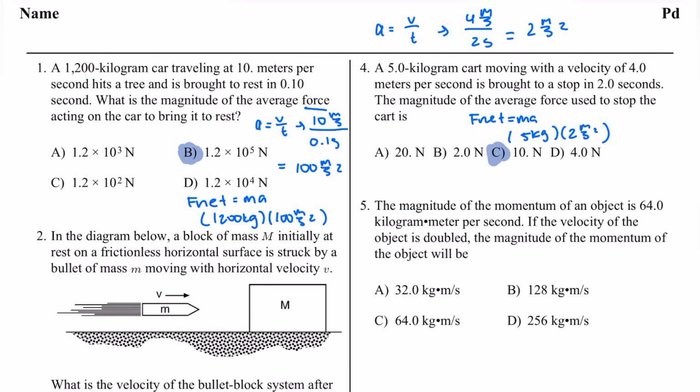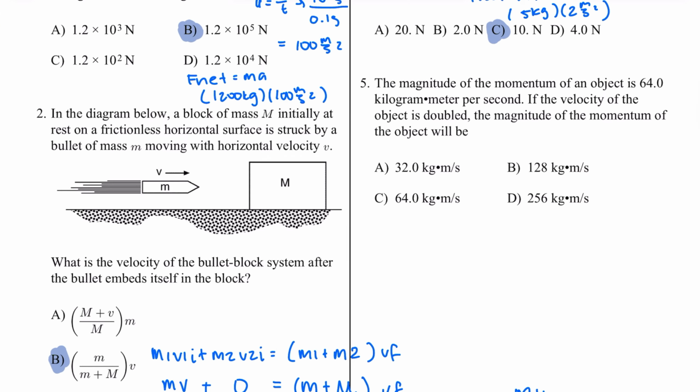Choice C. Number 5. The magnitude of the momentum of an object is 64 kilograms times meters per second. If the velocity of this object is doubled, the magnitude of the momentum of the object will be what? So the formula for momentum is p equals mv. So if we double velocity, momentum has to double as well because it's proportional. So our answer is going to be 128 kilograms times meters per second because 64 times 2 is 128.